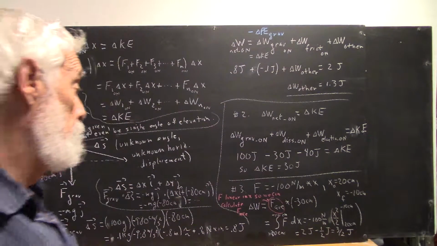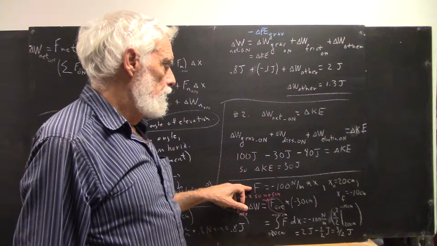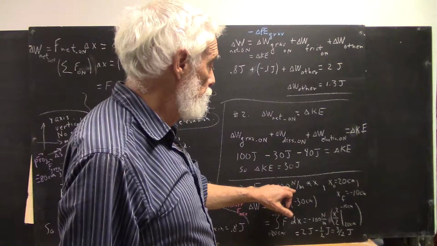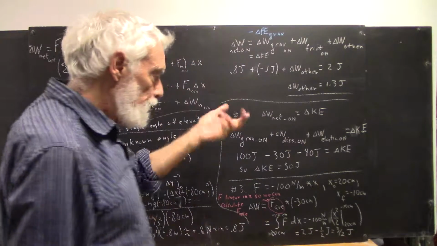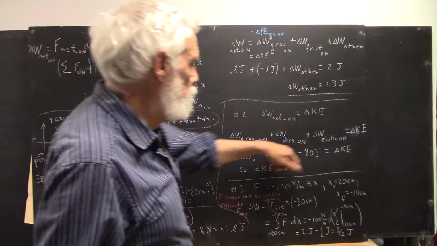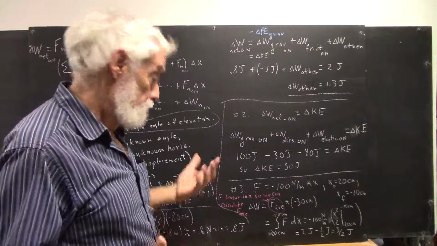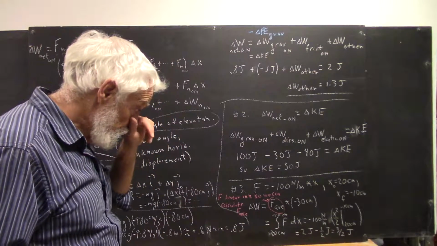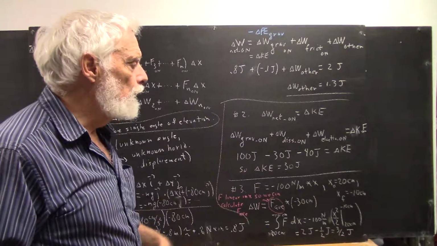In the third example, we have a force that's equal to negative 100 newtons per meter times x. Now this is the form of an elastic force by an ideal spring, as one example. Or it could be the force of a pendulum in small oscillations.